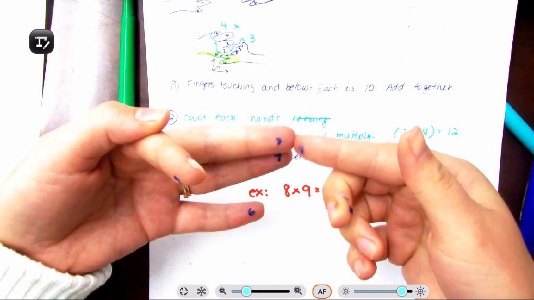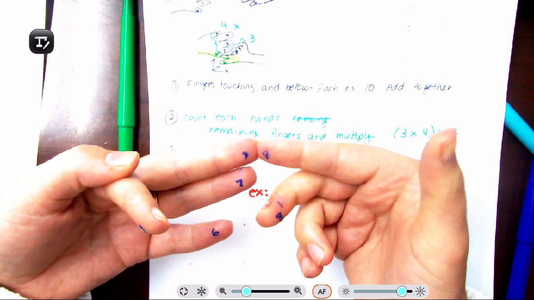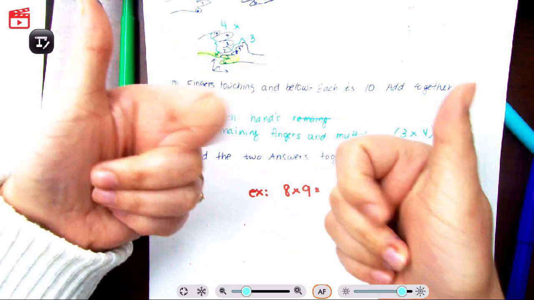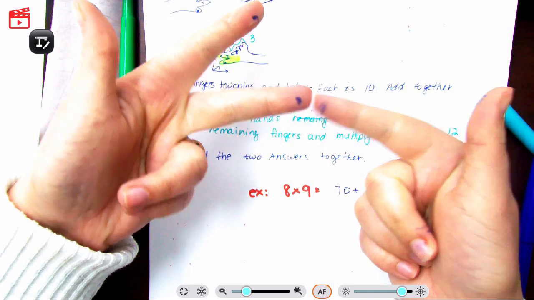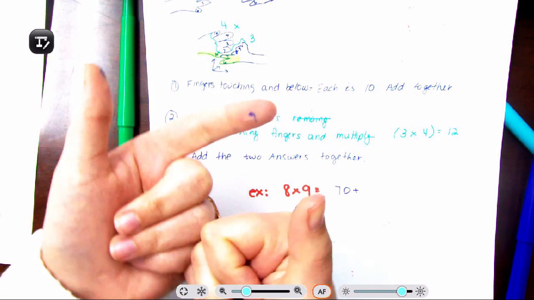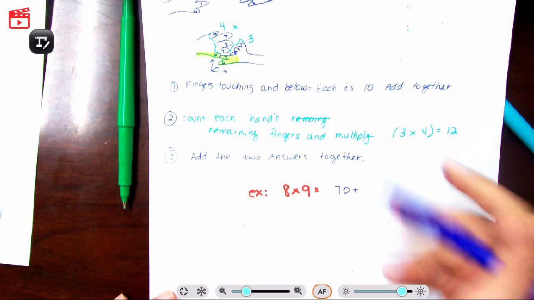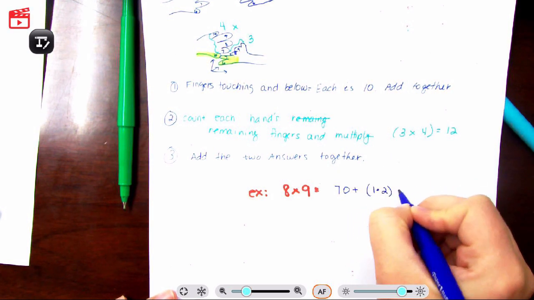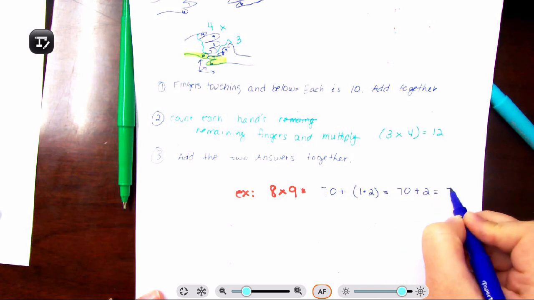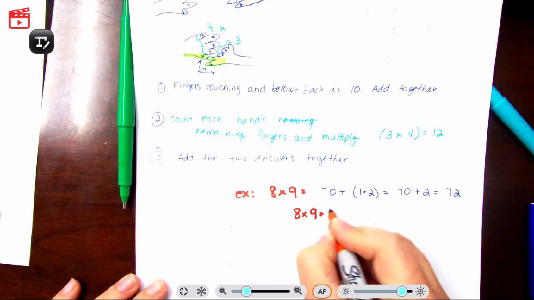And to that, I'm going to add whatever is above. So here is 1 finger. So 1 times 2. So this is what is left over. Okay, so here's my 8, here's my 9, and I'm going to take everything else away. This is what was left over, 1 times 2. And we're going to add that together. So 70 plus 2 is 72. So my answer to that is 8 times 9 is 72.